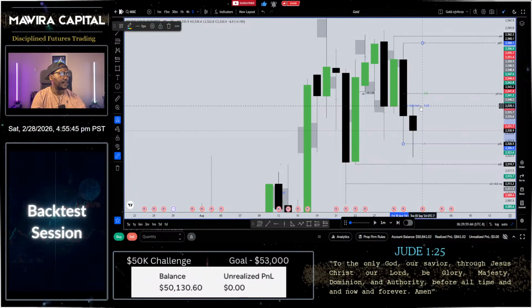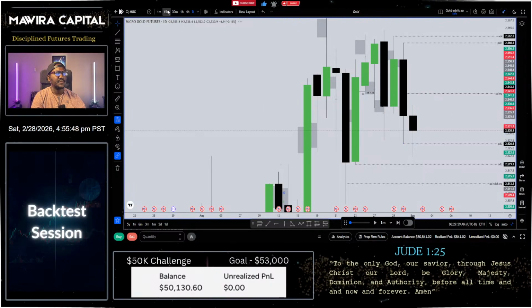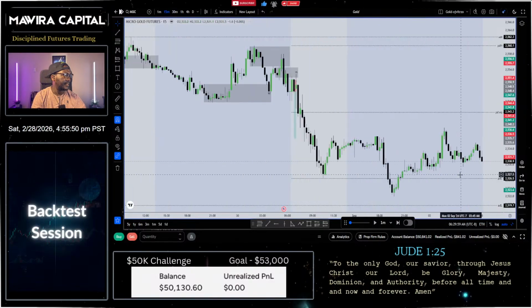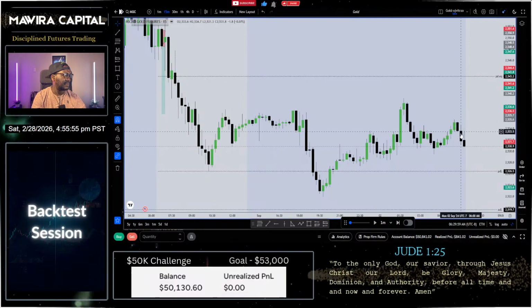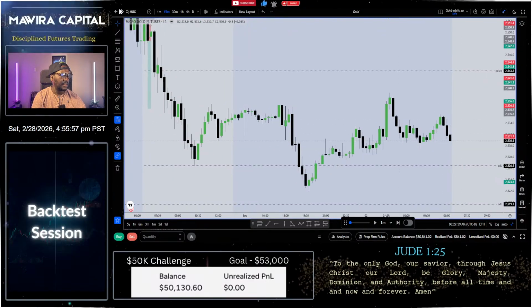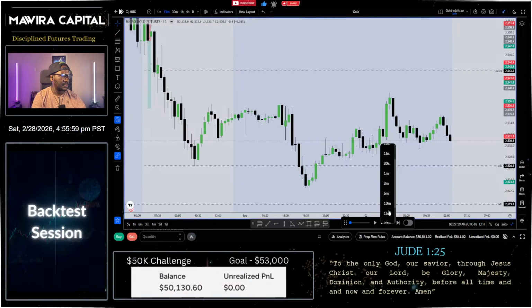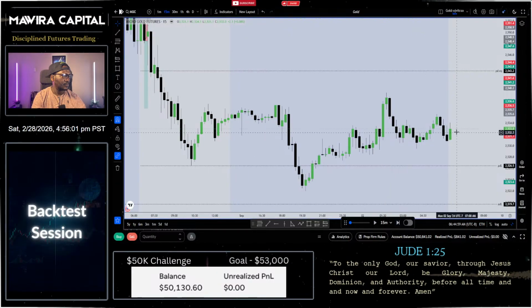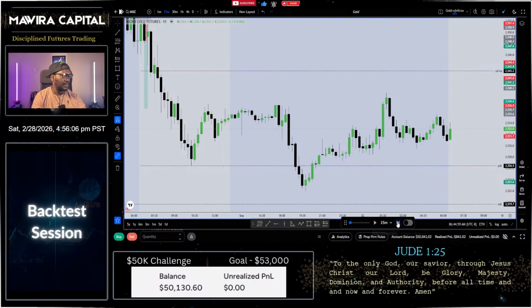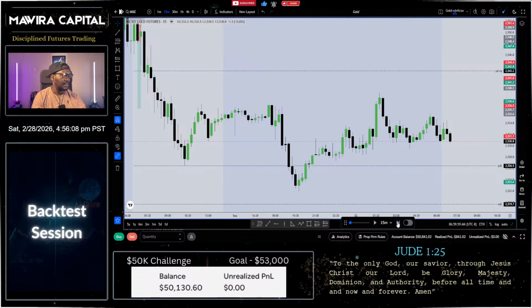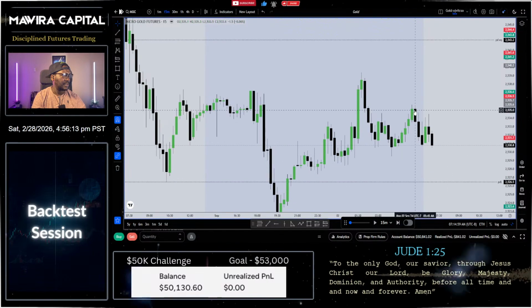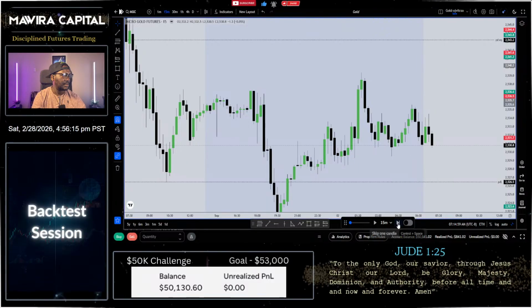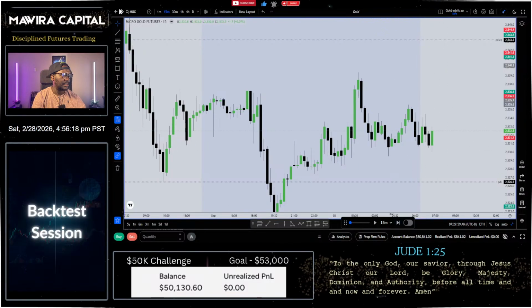EQ right about there. Oh, good. Let's go to the 15-minute. Let's see if we can get any zones here, any that's active. Nothing. Let's play the first 15 minutes. Nothing. Again, nothing.